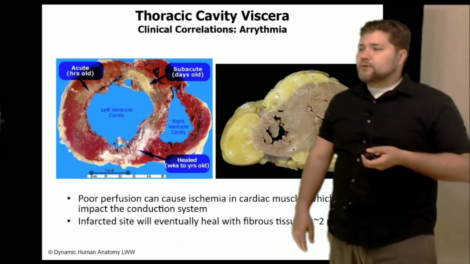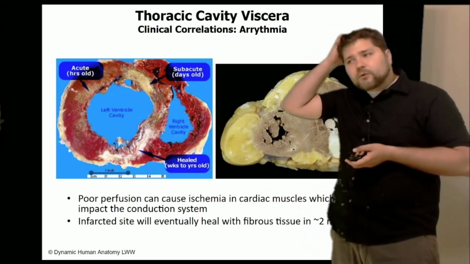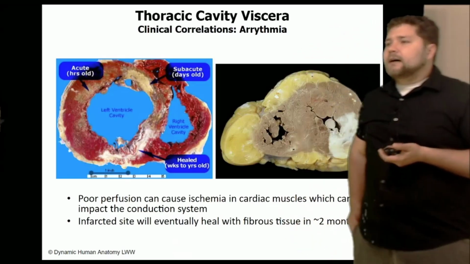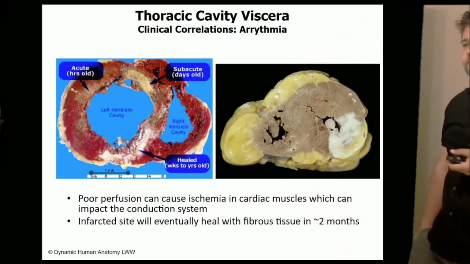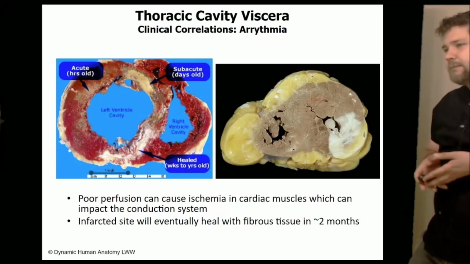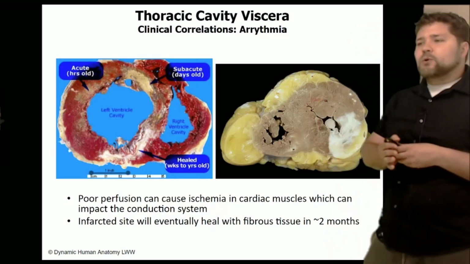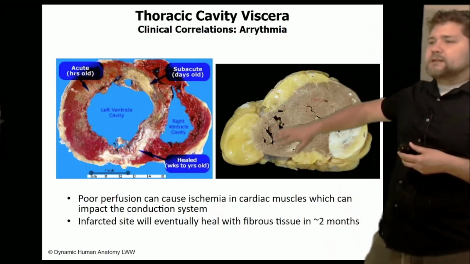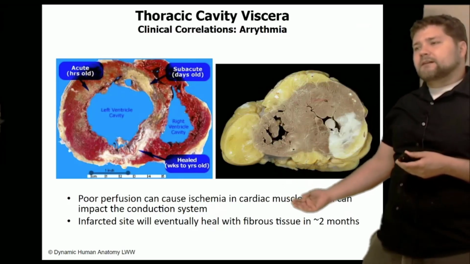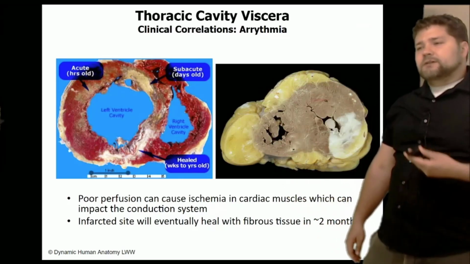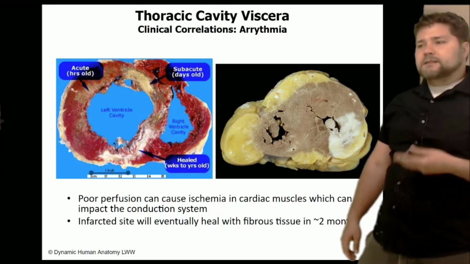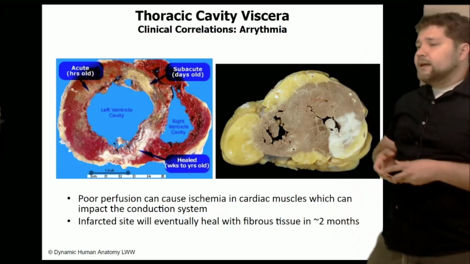A couple of clinical correlates for this before we call it a day. Cardiac arrhythmias, heart attacks, anytime you get poor perfusion. In cases of long-standing atherosclerosis, those coronaries can start becoming blocked. When they do get blocked, the distal areas start to suffer, and eventually that tissue starts to die. So we talked about ischemia and infarcts, and that can happen in a heart just as well.